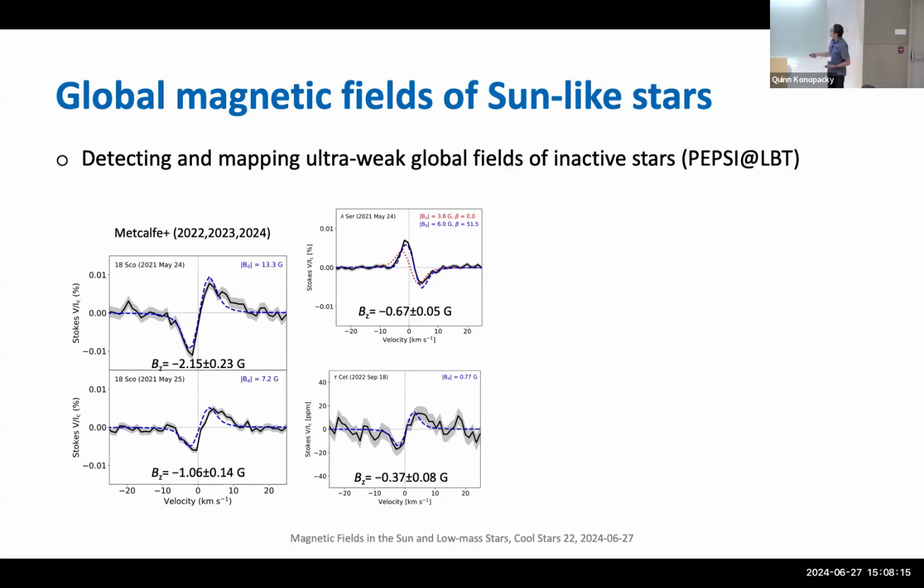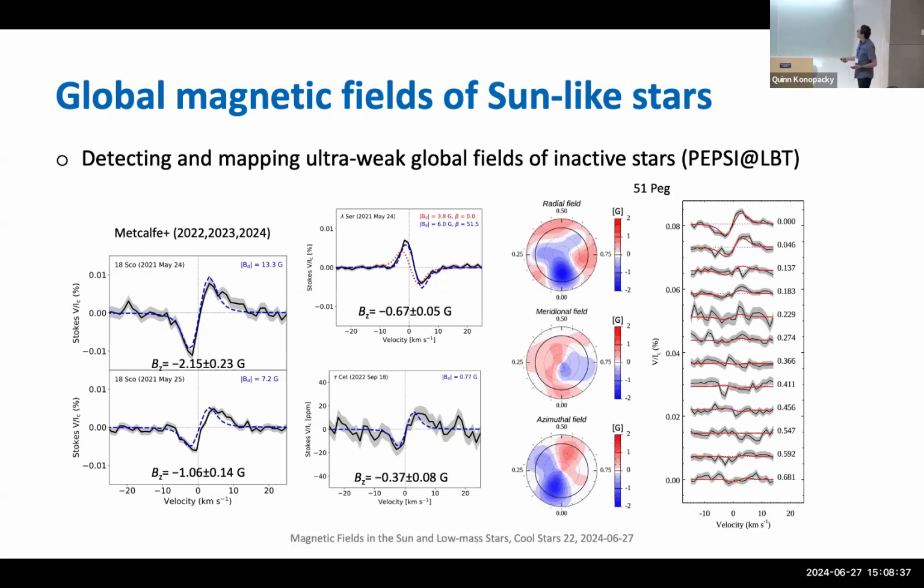Here is an example of several detections of magnetic fields on weakly active, even inactive stars. Here is, for example, Tau Ceti, and you can see the line of sight magnetic fields that the numbers force us to change from Gauss to milligauss. And for at least one of the stars, we also did a reconstruction of the global magnetic topology.